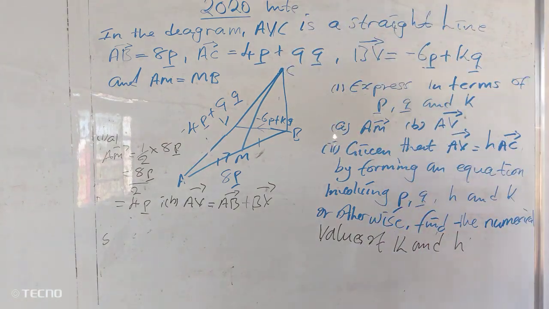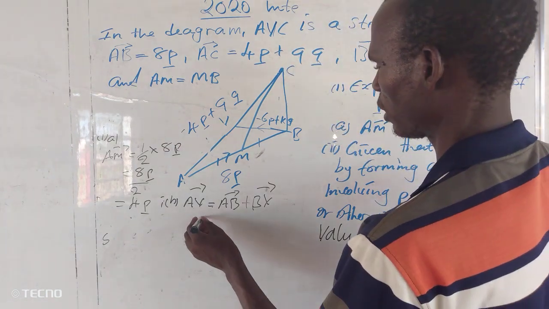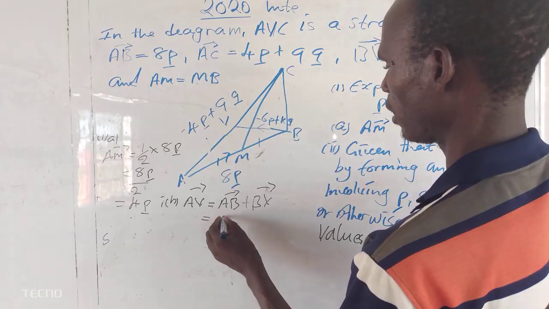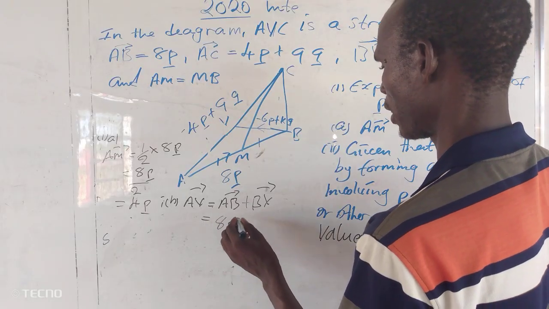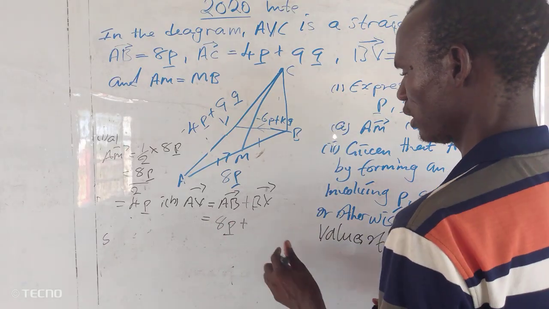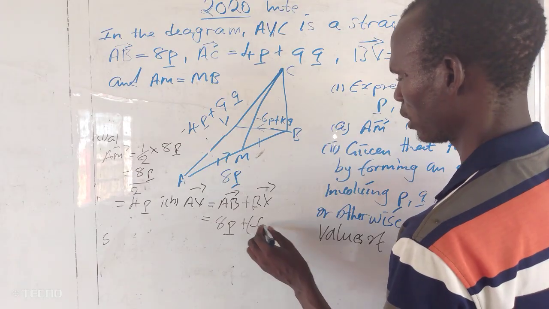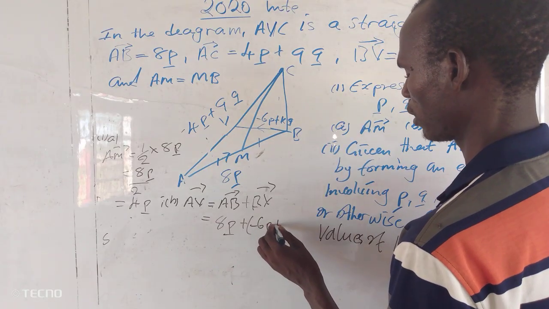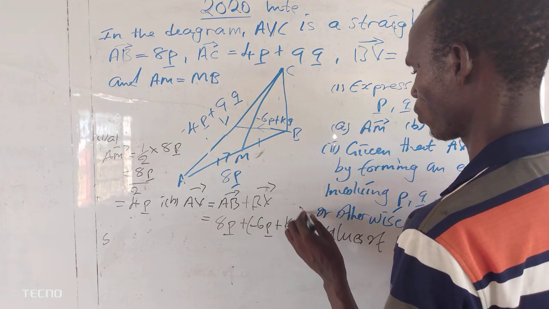After forming that equation, what is next? We say equals, what is AB? It is 8 vector P plus, what is BV? It is, open bracket, negative 6 vector P plus K vector Q, close bracket.